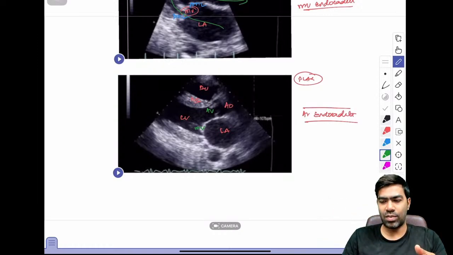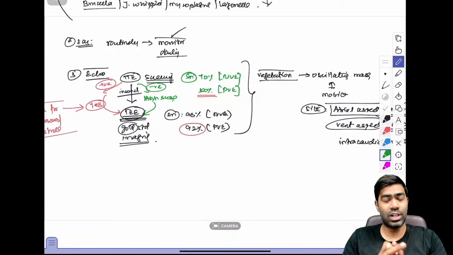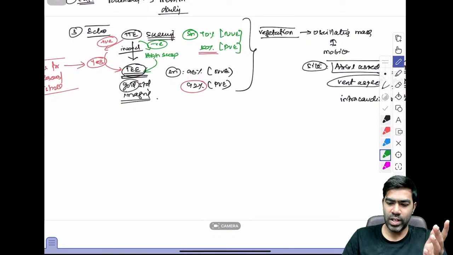So that is the reason why when you see a vegetation or a vegetation-like structure, it doesn't mean that 100% it's infective endocarditis. So you need to always look at the criteria. So that's why we have the Duke's criteria. You need to have a combination of major and minor features to tell that the patient is probably having infective endocarditis.